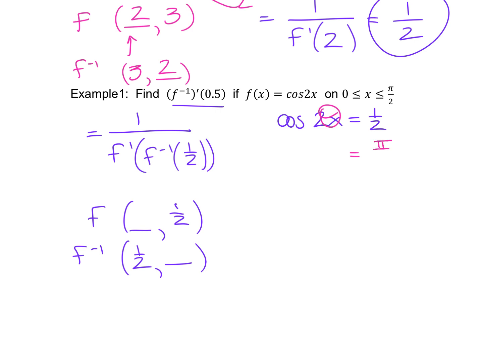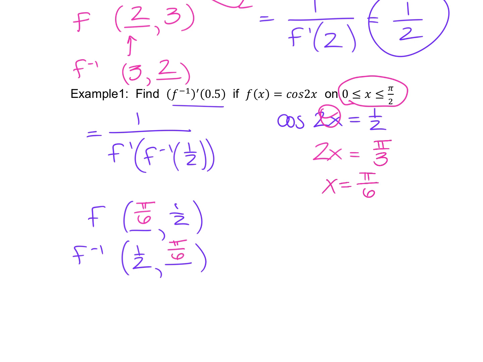Pi over 3. Now notice they were very nice to us and gave us a very small range of values. So do I need to find another place where cosine equals that? No. I do not. However, this is not my answer for x. This is my answer for what? 2x. Therefore, to get my final answer, I do what? Divide it by 2. So my place of that is going to be pi over 6. So pi over 6 is our answer for both of those.